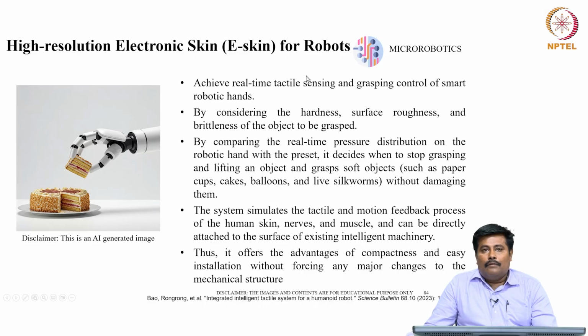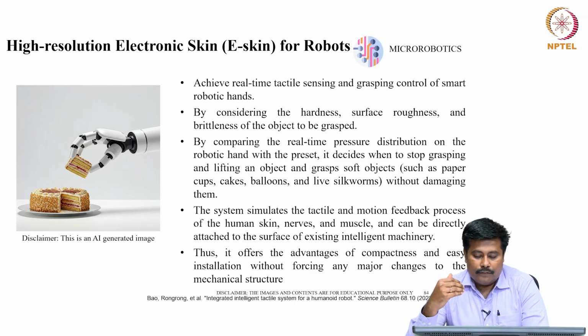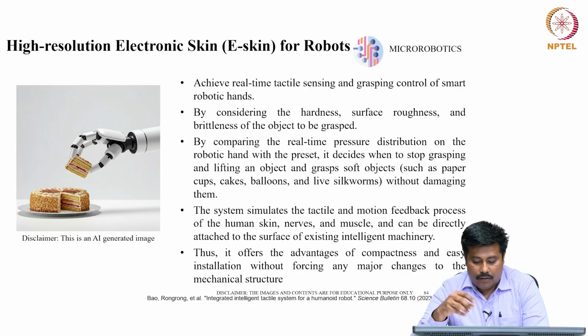The main advantage of such high-resolution electronic skin is that it can achieve real-time tactile sensing and grasping control of the robotic hand. By considering the hardness, surface roughness and brittleness of the object to be grasped, it is also used for comparing the real-time pressure distribution on the robotic hand with a preset. It decides when to stop grasping and when to lift the object, such as delicate components like papers, balloons, etc., without damaging them.